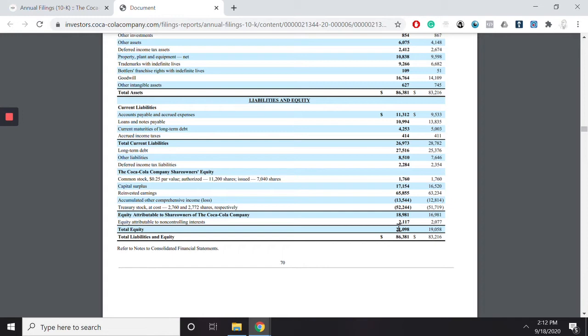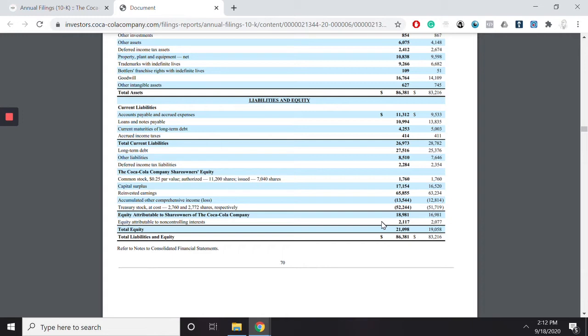So that's how you get the balanced number. As you can see here, this is in millions, so total assets. So this is 86,000 million, so that's 86 billion. 86 billion and 86 billion, and that's how it balances.